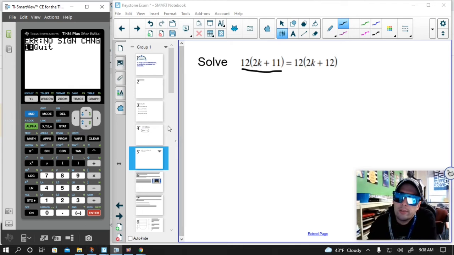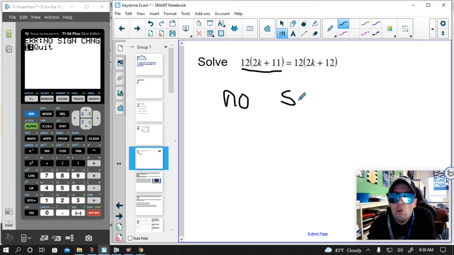You see, my friends, these two lines are parallel. And since they have no sign change, that means they don't cross over each other, which means there's no solution.